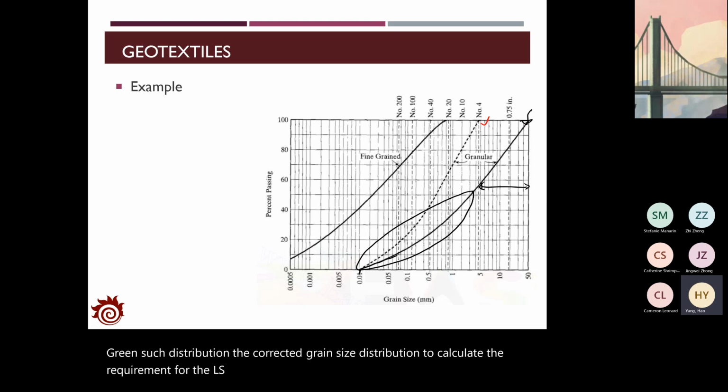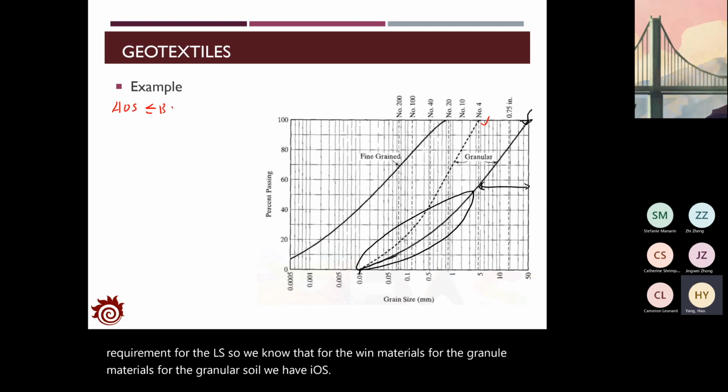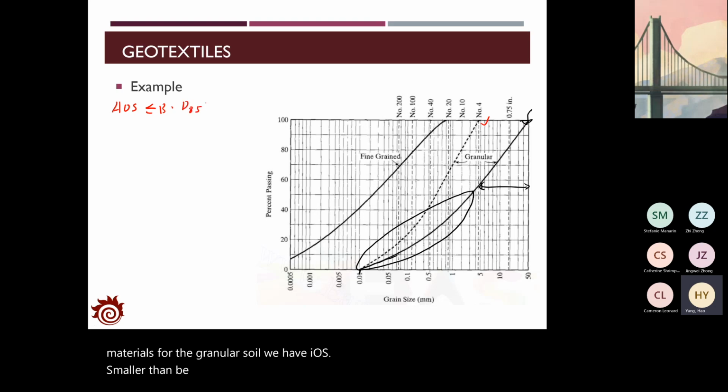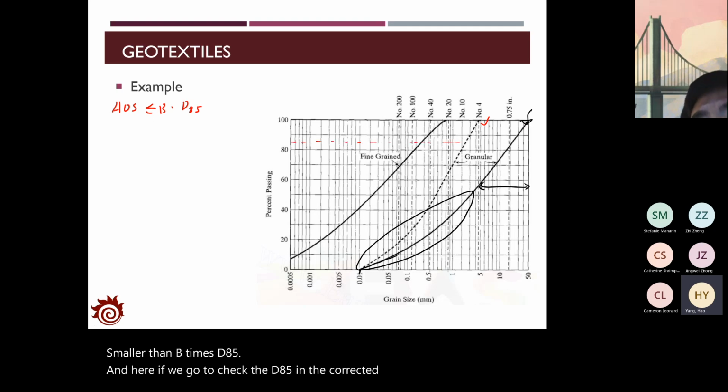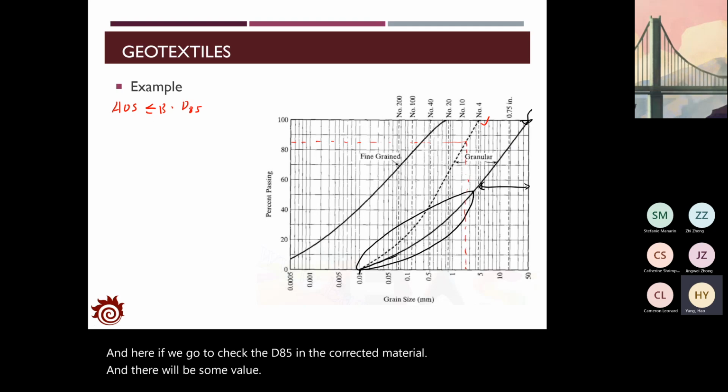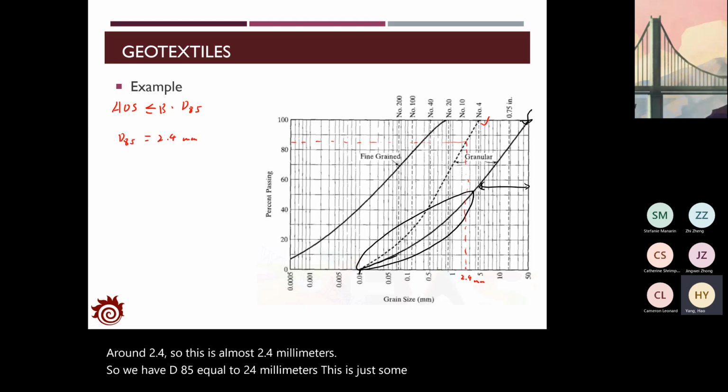So we know that for the granular materials, for the granular soil, we have AOS smaller than B times D85. And here, if we go to check D85 in the corrected material, that will be some value around 2.4, so this is almost 2.4 millimeters. So we have D85 equal to 2.4 millimeters. This is just some approximation from the figure.